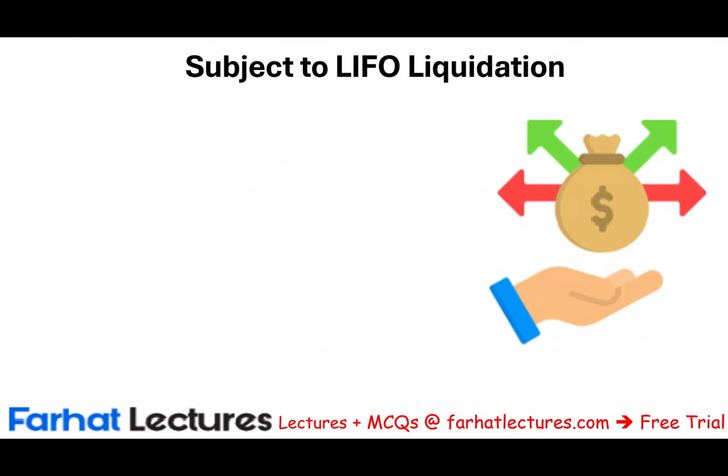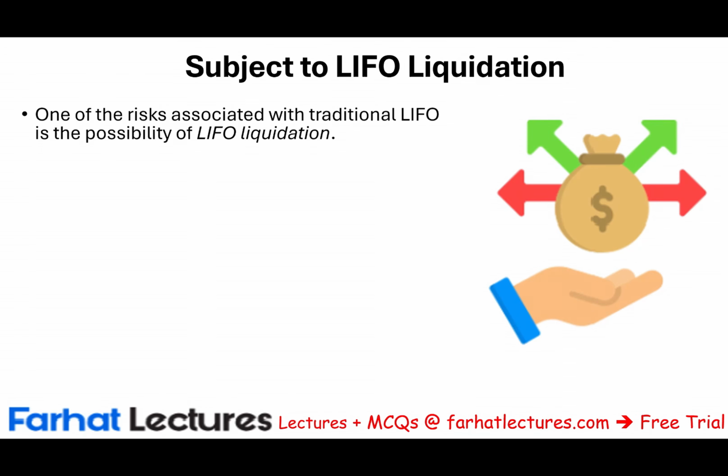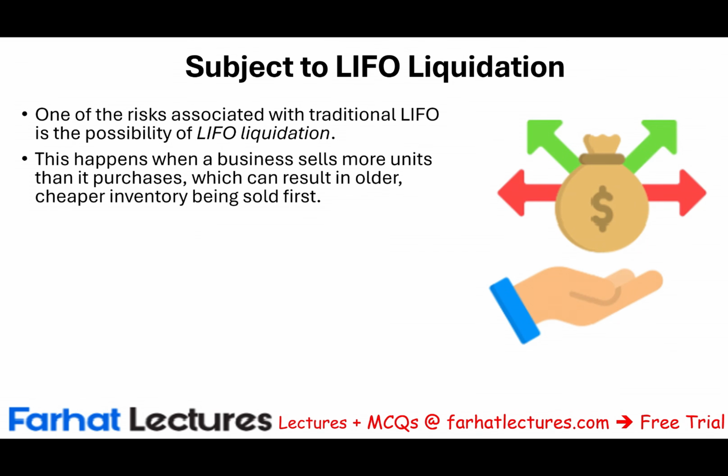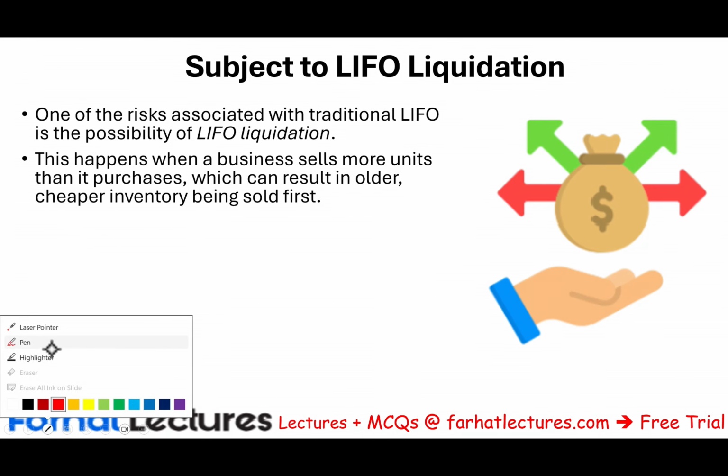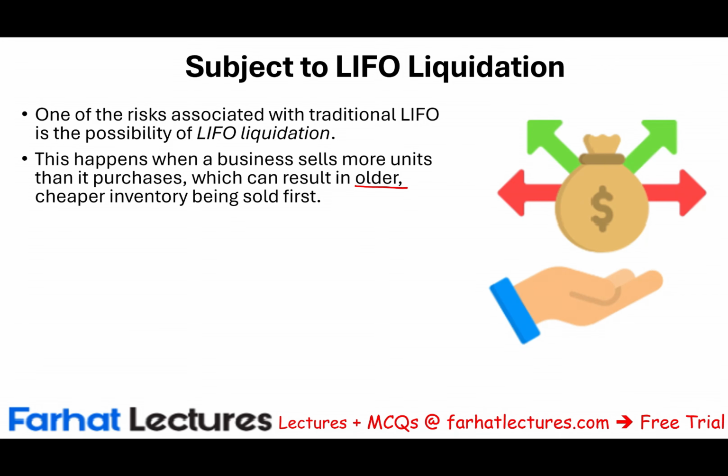Also, if you remember, we talked about LIFO liquidation. LIFO liquidation could happen because if you're using traditional LIFO, you might erode those layers to go back to older inventory and liquidate that older inventory. And we had one whole session about LIFO liquidation. LIFO liquidation happens when a business sells more units than it purchased, which can result in older, cheaper inventory being sold first. And this will create LIFO liquidation. So traditional LIFO will get you to LIFO liquidation.